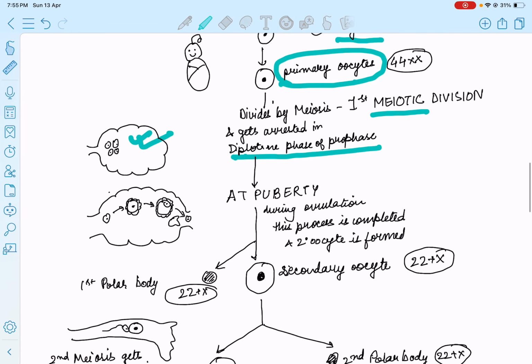So what happens is that these primary oocytes remain in the diplotene phase, which is also known as dictyate state. The dictyate state remains till puberty. At puberty, these primary oocytes convert into secondary oocyte. The first meiotic division gets completed here when the primary oocyte converts into secondary oocyte. So at puberty, when ovulation occurs, this division is completed and the secondary oocyte is formed with the chromosome of 22X, and a first polar body is formed which also has the chromosome of 22X.